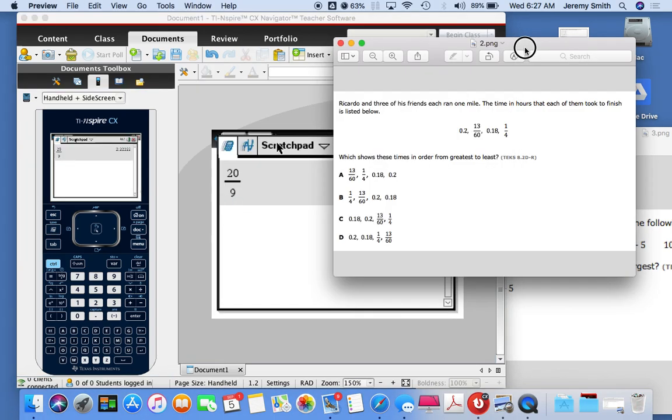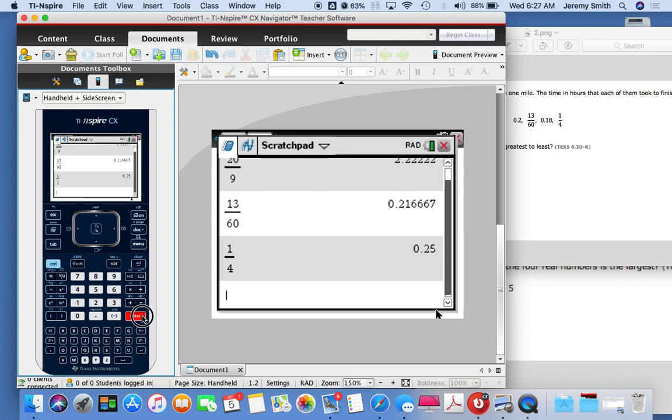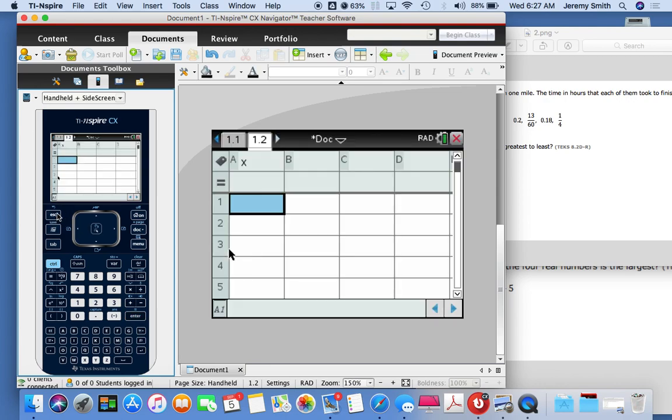Okay. So we had 13 divided by 60. And I see that's 0.216667. And then 1 divided by 4. Control Enter. So I know that's 0.25. Okay. So now we want to take these numbers and put them inside of the Lists & Spreadsheet. So let me get out of this right here. All I had to do was press Escape to go back to it.